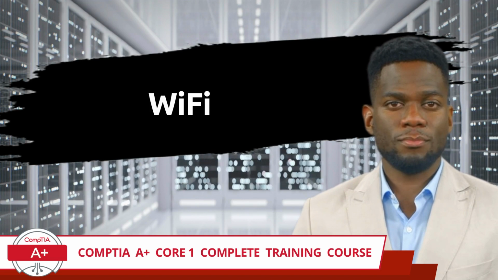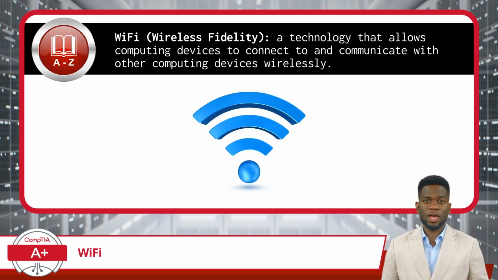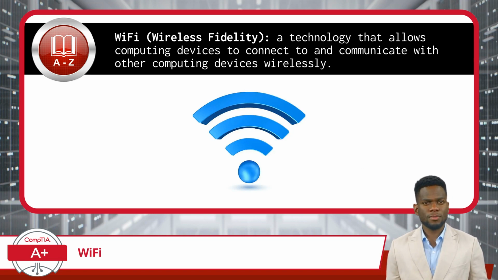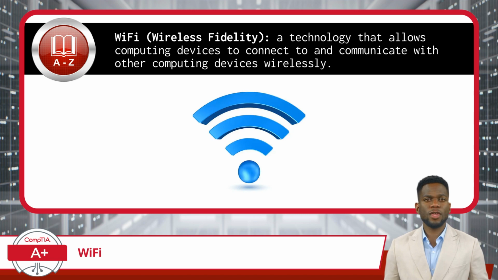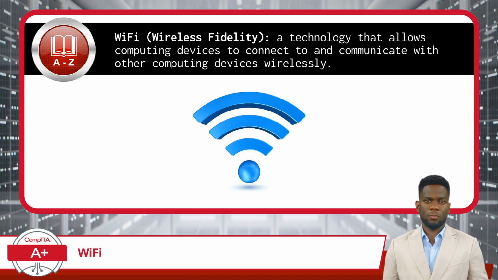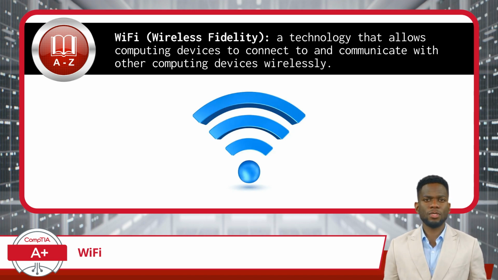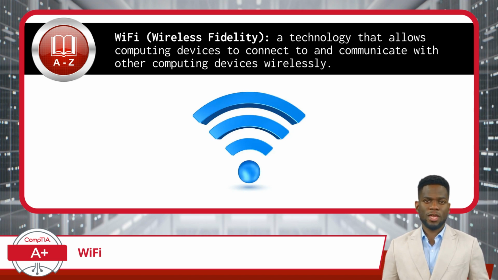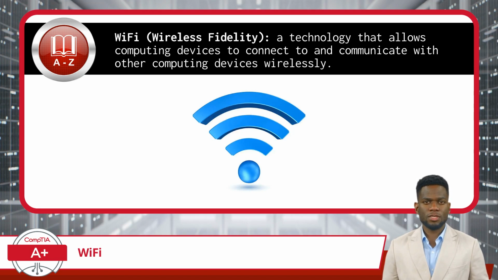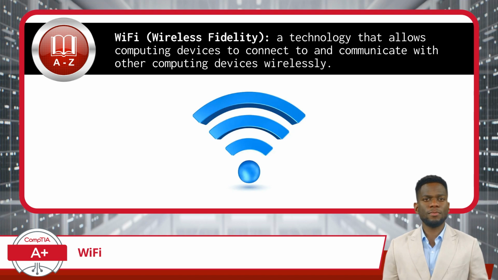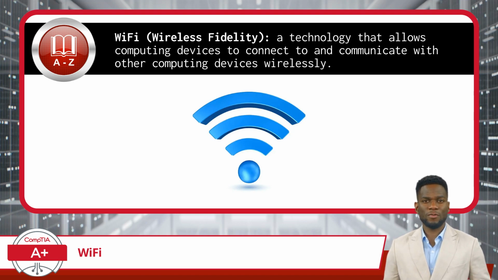Wi-Fi. When discussing wireless networks, the technology that most commonly comes to mind is Wi-Fi. Wi-Fi, short for Wireless Fidelity, is a technology that allows computing devices, such as smartphones, laptops, and tablets, to connect to and communicate with other devices wirelessly. It facilitates the transmission of data over short distances using radio waves. Typically, this occurs within the confines of a home, a small office, or in public spaces like cafes and airports.